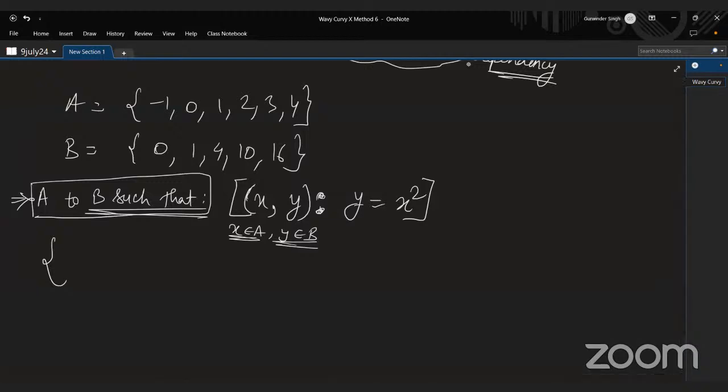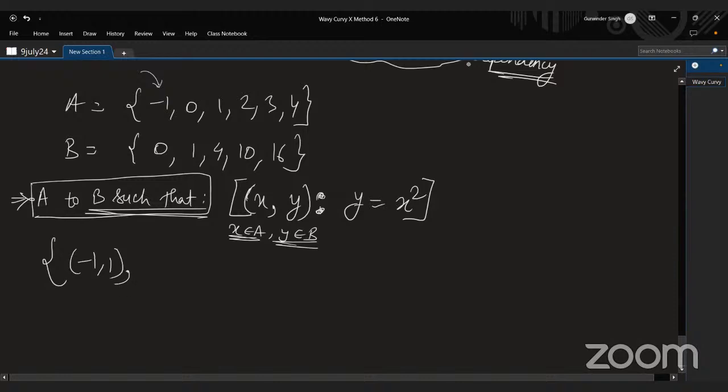Okay. So first I will go in A. I will go inside and check. Here -1 is coming. Is the square of -1 in this second set? Yes, it is there. So -1 comma 1 will be a valid entry of this relation. So I will enter it over here. Then I will move here, 0. If I put x as 0, y will be 0. So yes, 0 comma 0 is also present. I can take this. I move here, 1. So 1 comma 1 is present. Yes, I will add it. I will move ahead, 2. 2 comma 4. Yes, it is present. So I will take this.